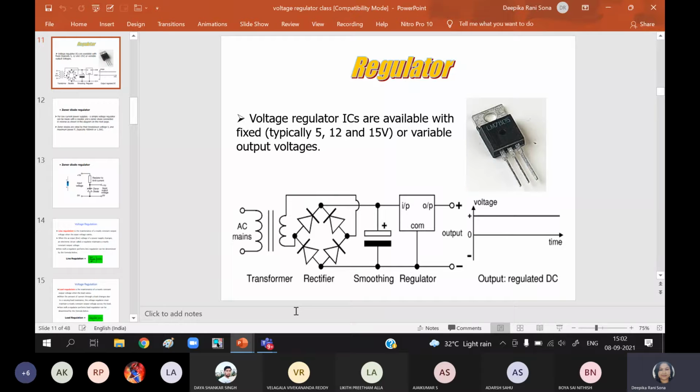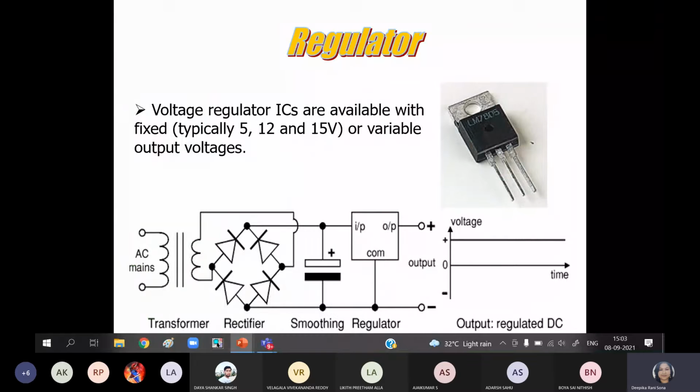That rectified output is not pure DC, so we are using some other circuitry, like your transformer circuits, which are used for your AC signals, and that will generate a smoothing DC output, but it is not up to that level at the rectifier output. So we need some filter circuit also. Filter in the sense of the combination of resistor and capacitor. That is also not that much of a smooth signal.